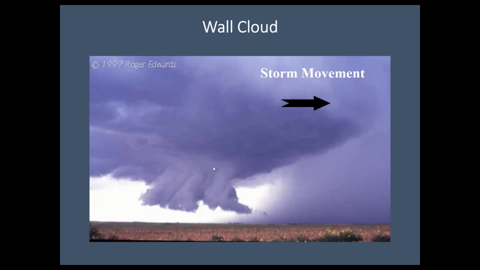Again, just to reiterate, you've got a nice wall cloud here. Your storm's moving off to your right because you've got your downdraft on the right-hand side, a nice strong rain-free base here, nice updraft and downdraft region.